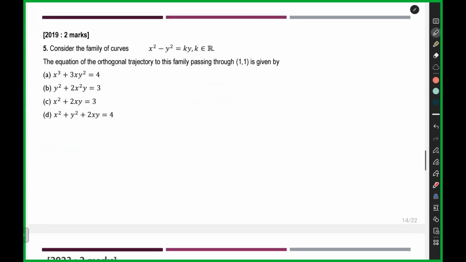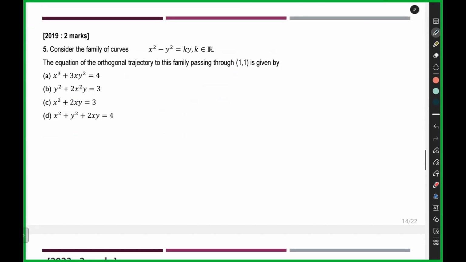So now we have the next question. What is the equation of the orthogonal trajectory to the given family? It is passing through 1 comma 1. So can you solve for the orthogonal trajectory for this family of curves and tell me the last step?